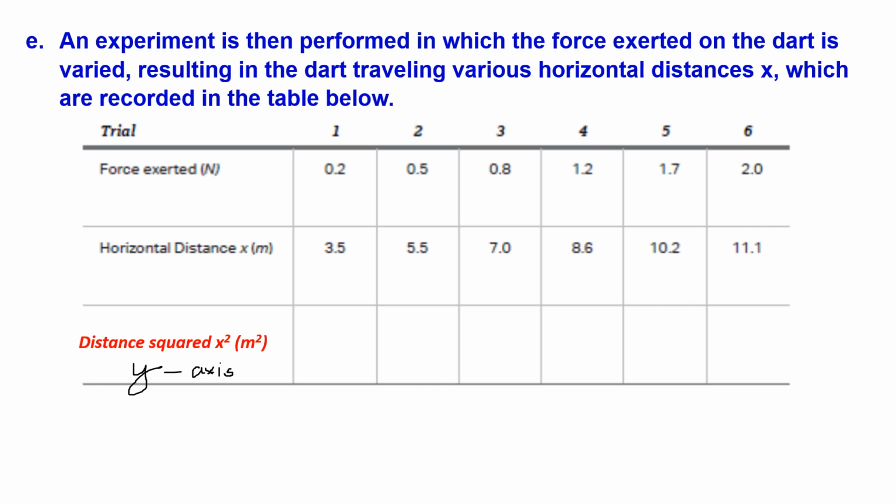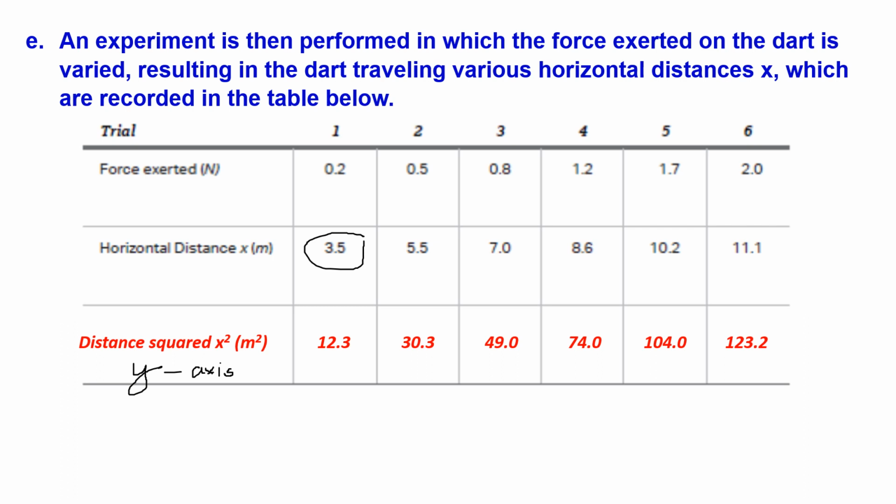So if we take the square of 3.5, that will give us 12.3, 5.5, that is 30.3, 7, that is 49, 8.6 is 74, 10.2 is approximately 104, and 11.1 is 123.2. So that's how simple this section is.